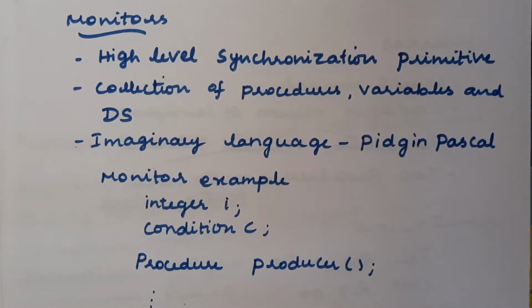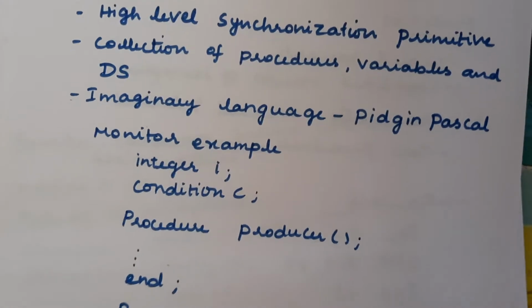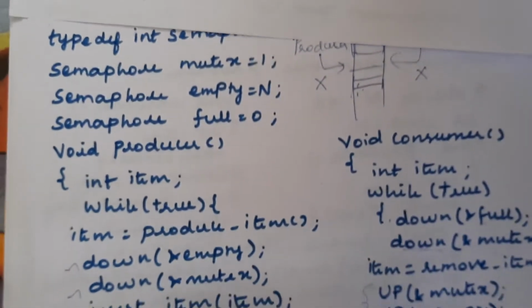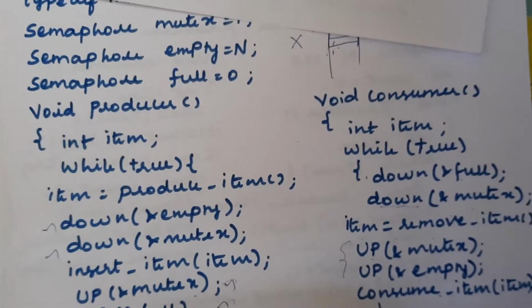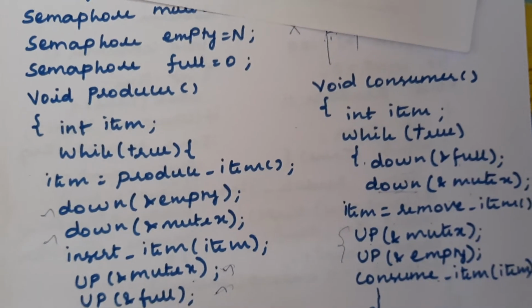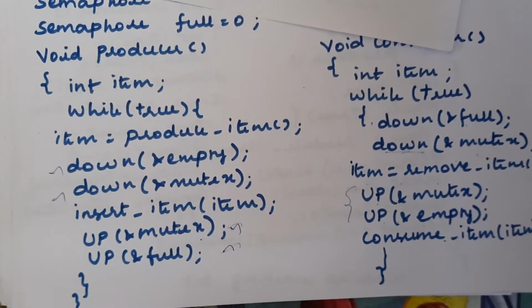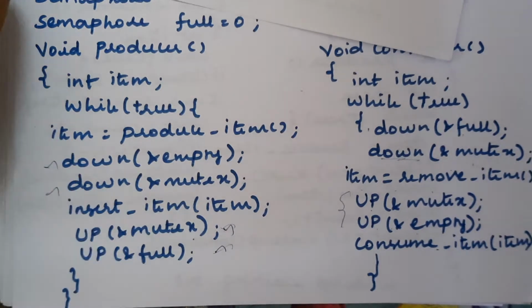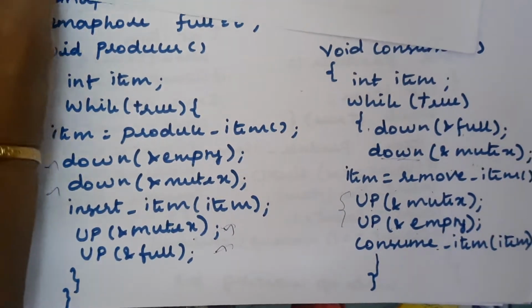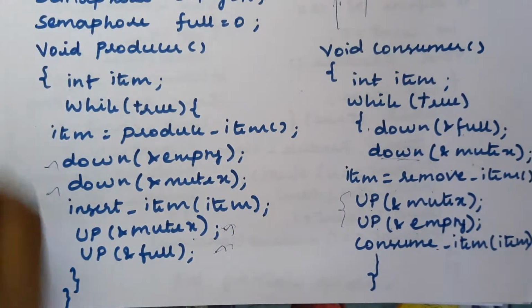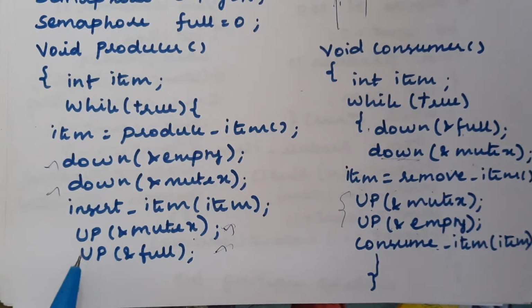Even if you check the producer consumer process, we have the code for the producer consumer process with the help of semaphore. We have achieved it with two operations, that is down and up operation. That is how we have implemented the semaphore in solving the producer consumer problem. So this is the code.